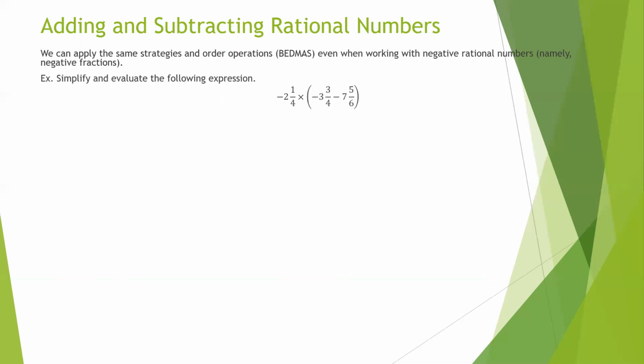So we're asked to simplify and evaluate this expression. We have negative 2 1/4 multiplied by, in brackets, negative 3 3/4 minus 7 5/6. The first thing I'm going to do is follow BEDMAS, which means I need to do the brackets first. So I will consider this expression here first. I'm going to find out what -3 3/4 minus 7 5/6 is.